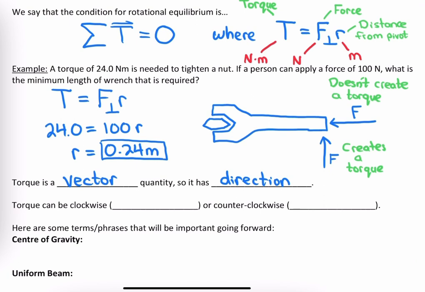And the convention we say is that clockwise is a negative direction. So torques that are trying to twist things clockwise, we call those negative torques. And a torque that's trying to twist something counterclockwise, we say that's a positive torque.